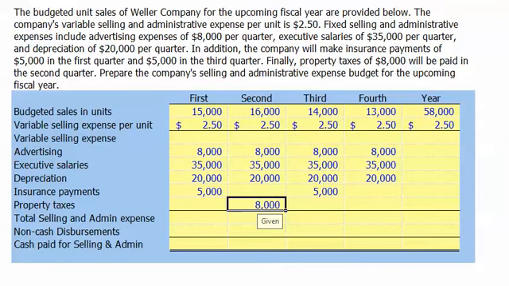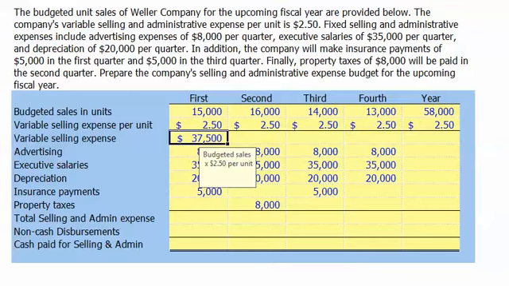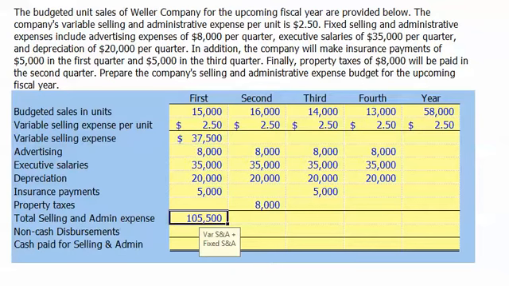Let's begin by calculating our variable selling expenses for the first quarter. They will be $37,500. That's our 15,000 units in budgeted sales times $2.50 per unit. Our total selling and admin expenses then will be $105,500. That's our variable expense of $37,500 plus our fixed expenses of $8,000, $35,000, $20,000, and $5,000.